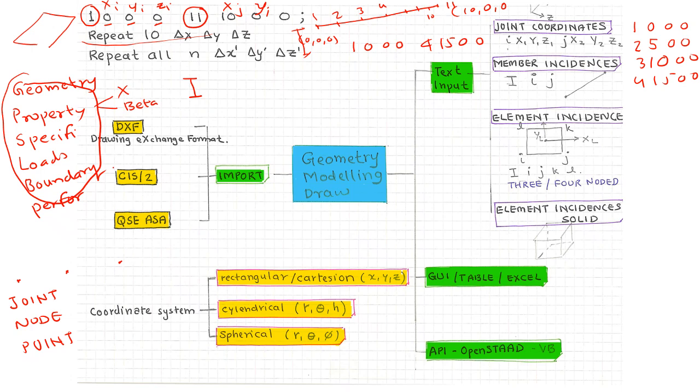So once we have created joints, when we join 2 joints, we get a member or a beam, a line.